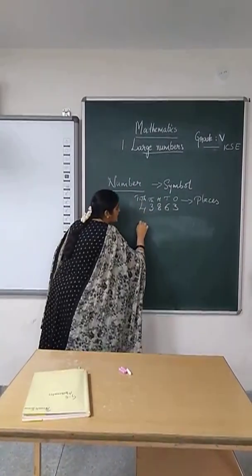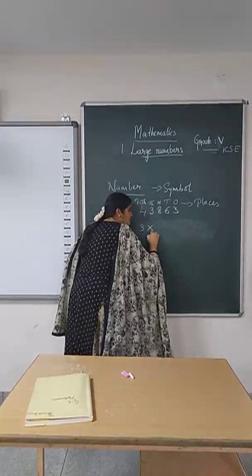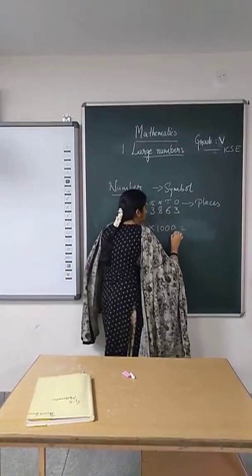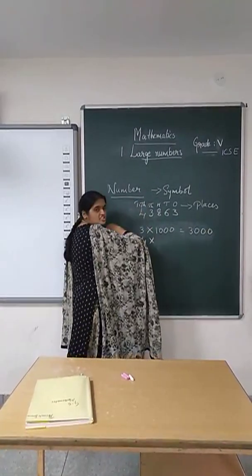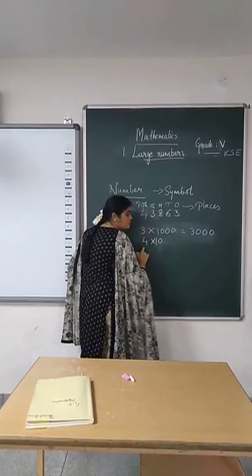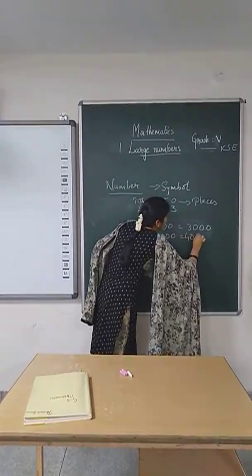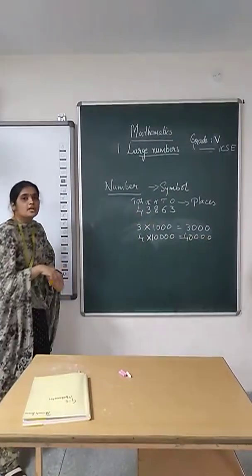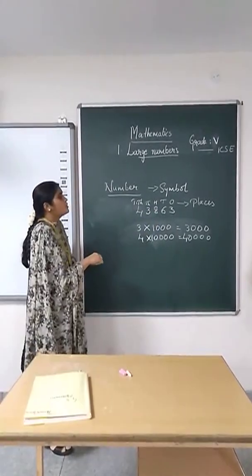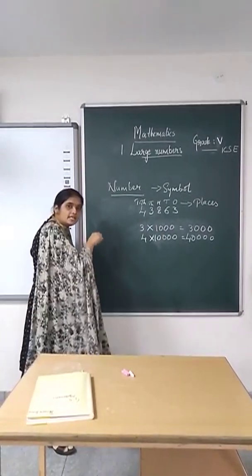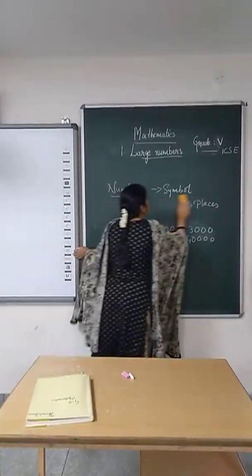And now coming on to again 3. 3 is in thousands place. Its place value will be 3 multiplied by 1000, which is equal to 3000. And now 4 is in 10,000s place. So its place value is 4 multiplied by 10,000, which is equal to 40,000. So that means now you have understood very clearly that every digit in a number will be having its own place and its own place value also. So with this basic knowledge, let us move on to the place value chart.